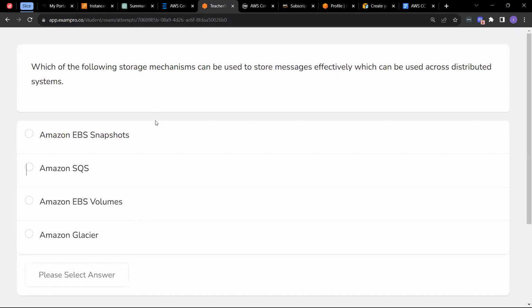Which of the following storage mechanisms can be used to store messages effectively and can be used across distributed systems? So we are looking at storing messages effectively across distributed systems. Okay, Prince says 2. Sita says 2, but doesn't know why. That's fine. Mordecai 2, Ellie says 2. Eben also says 2, but he doesn't know why. You people should know.